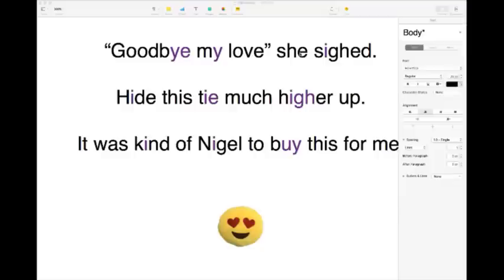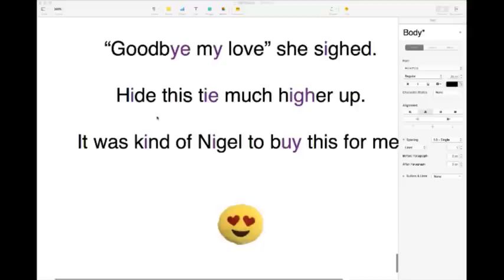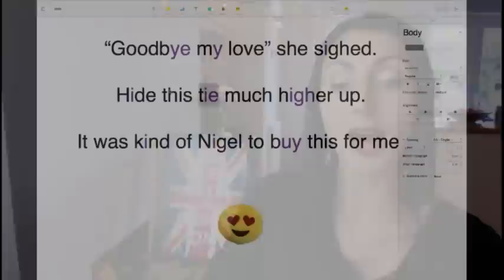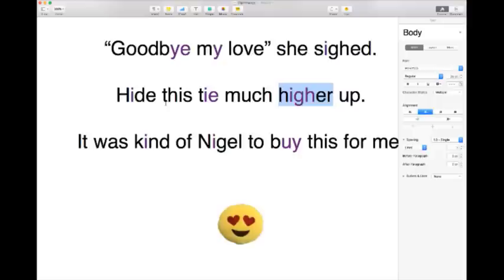Sighed. And then we have: hide this tie. A tie is an item of clothing that a man or woman, but mainly men, wear around their neck, and they tie it up and they wear it with a suit. A tie. So: hide this tie much higher up.